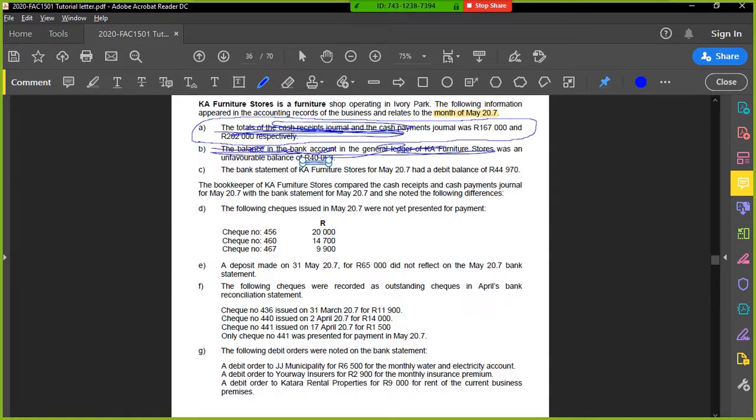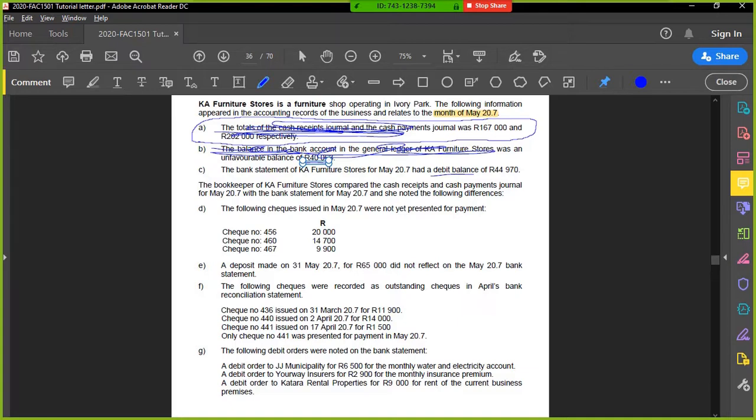Next, bank statements for May had a debit balance. Is a debit balance favorable or unfavorable? Let me ask you this. On your bank statement, do you want a debit balance or a credit balance? A credit balance. Why? Because I think it's the opposite for a bank statement. You're 100% correct. So it's opposite, meaning the bank still owes you. Does that make sense? Yes.